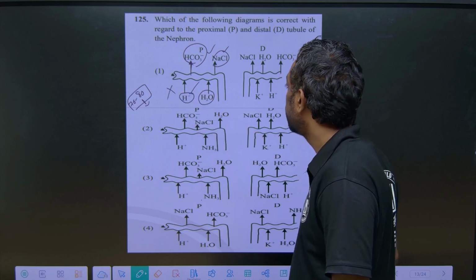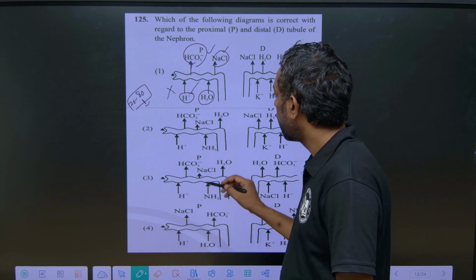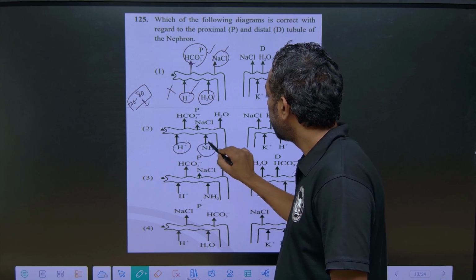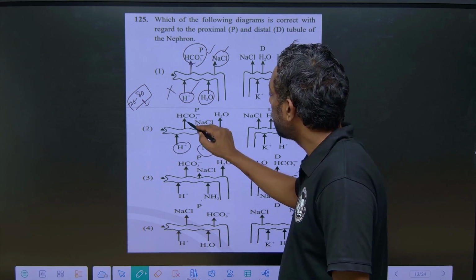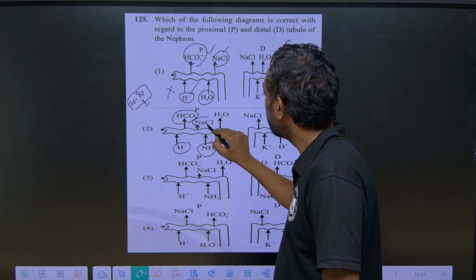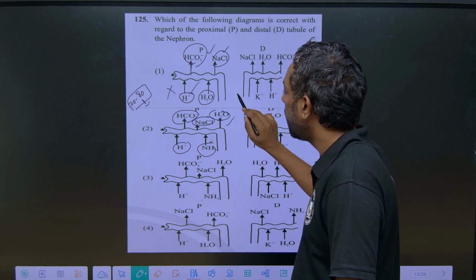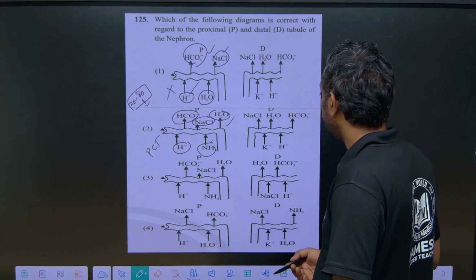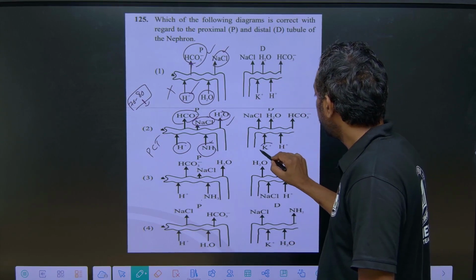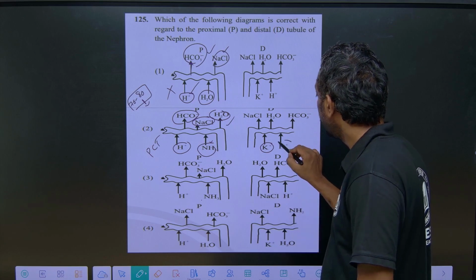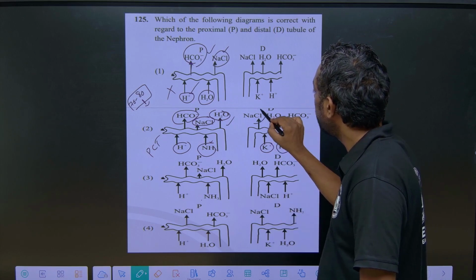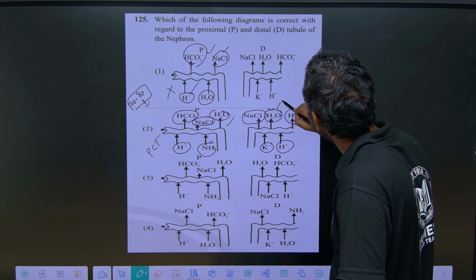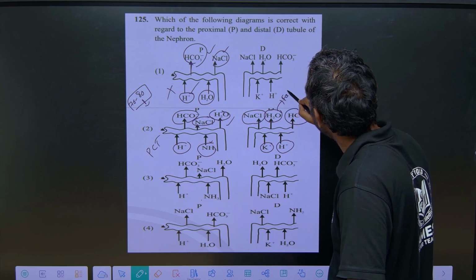This is the wrong answer. If we come to the second option, hydrogen secreted, ammonia secreted, of course this is right, and bicarbonate absorbed, NaCl absorbed, H2O absorbed, this is right in the PCT. And if we come to the DCT, potassium is secreted, hydrogen is secreted, and NaCl absorbed, H2O absorbed, bicarbonate absorbed. The DCT is the facultative absorption.